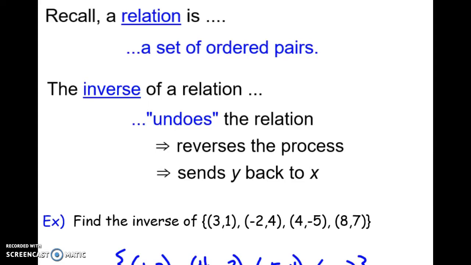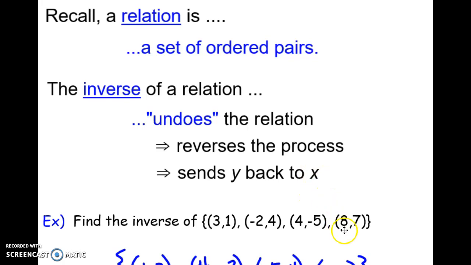Okay, what we're going to talk about here are what are relations, how do we recognize them, and what are inverses of relations. First off, a relation is really just a set of ordered pairs. It's showing how one set of data is connected to another set of data, what gets paired with what. The inverse is going to undo the relationship. That's the best way to just think about it. It's kind of going backwards. So it's reversing the process. If we normally have ordered pairs of x, y, then the inverse would be the ordered pair y, x.